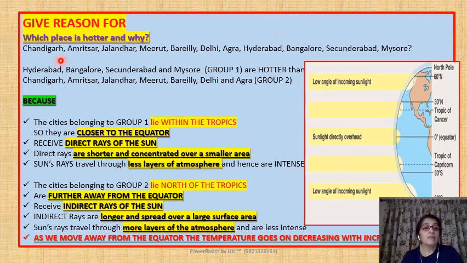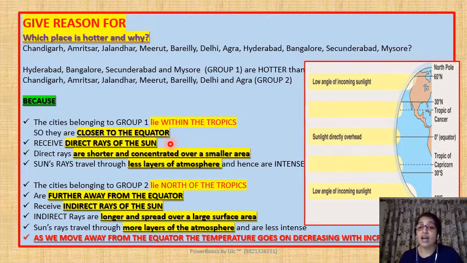When I choose to say that Hyderabad, Bangalore, Secunderabad and Mysore, I call them group 1, are hotter than Chandigarh, Amritsar, Jalandhar, Meerut, Bareilly, Delhi and Agra, group 2. Why? If we go to the map in the previous couple of slides, you will see that group 1 all lie below the Tropic of Cancer, and the group 2 cities all lie above the Tropic of Cancer in the temperate zone. So because cities belonging to group 1 lie within the tropics, they are closer to the equator. So what happens?